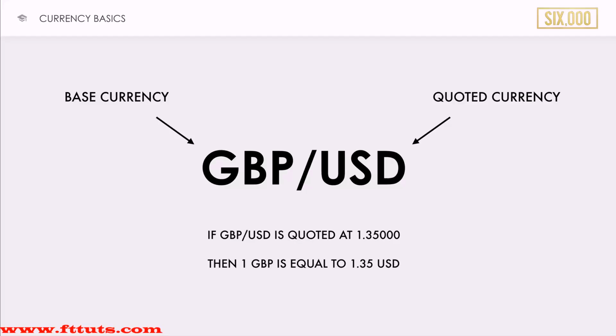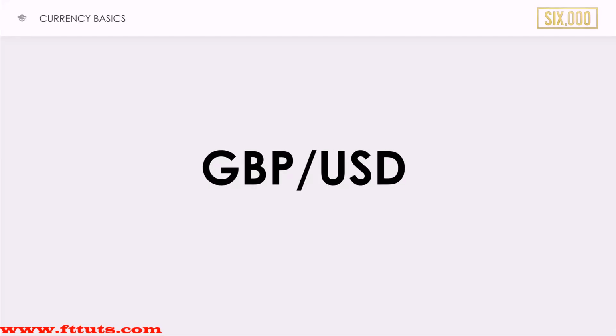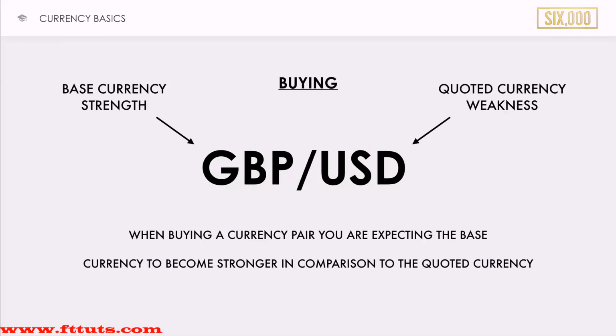So if we take this example, we know that if Great Britain Pound US dollar is quoted at 1.35, now ignore the other decimal points for now, we'll go into that in tomorrow's module, then we know that 1 Great Britain pound is equal to 1.35 US dollars. Now, in a trading situation, let's say we are trading Great Britain pound US dollar and we're looking to buy.